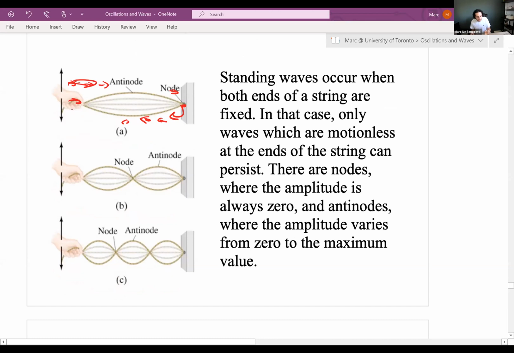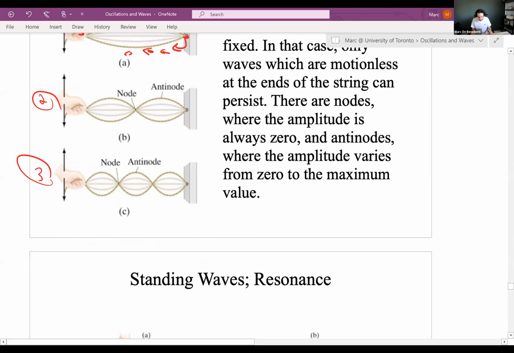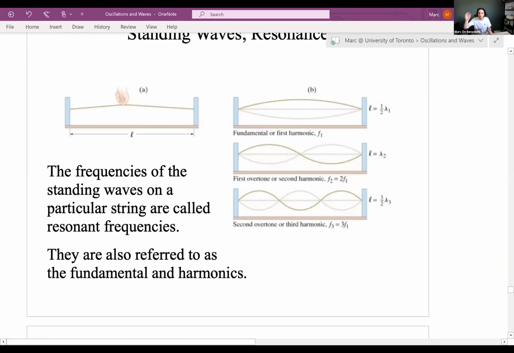So you can shake it lightly and get a pattern like this. You can shake it a little bit faster and get a different pattern with one node. You can shake it really fast and get 3 nodes. And lab 4 is developing the formula around what governs this. And the formula is dead simple.